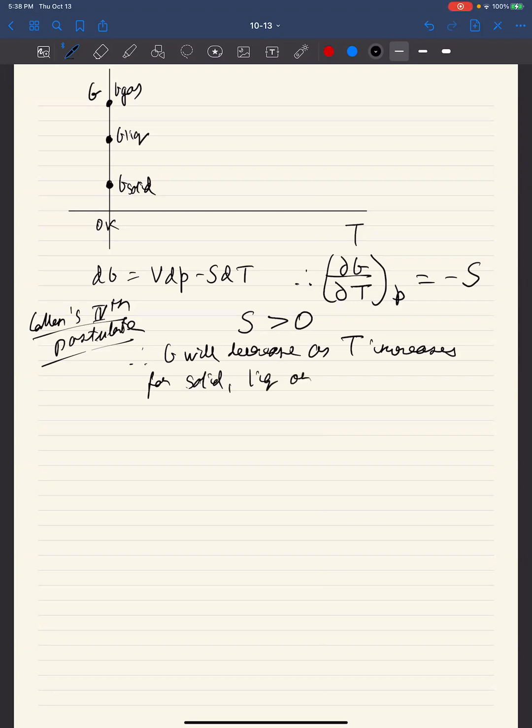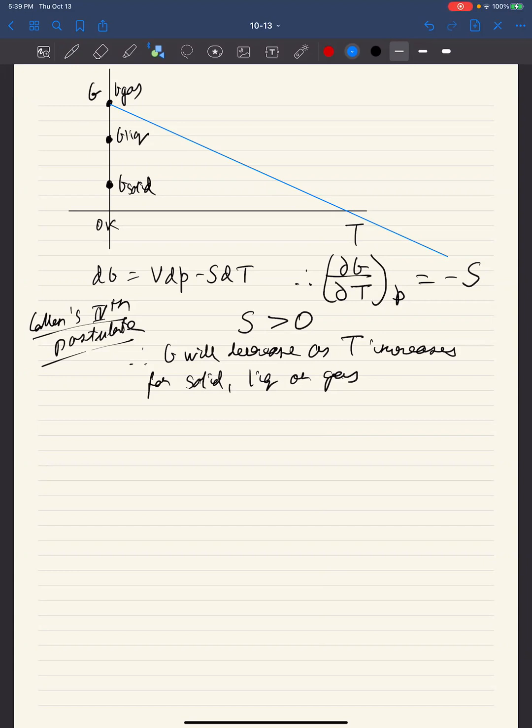liquid, or gas. The question though is, so all of them here will decrease, so the G gas will look something like this, okay? It will decrease. The liquid is also going to decrease. The solid is also going to decrease. And it's not going to be necessarily a straight line. I just drew a straight line for the sake of simplicity.